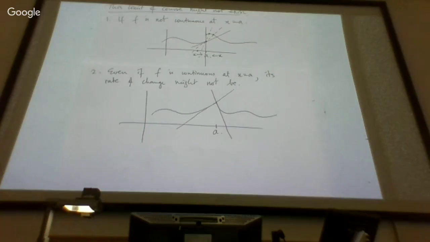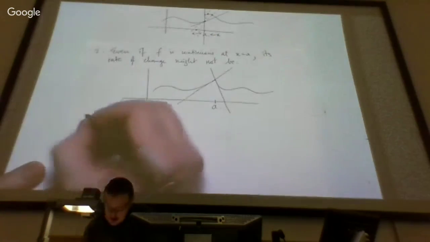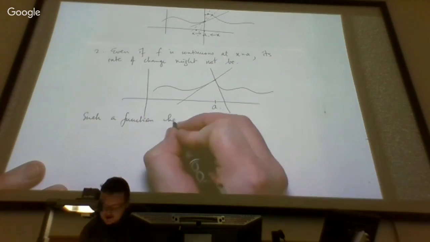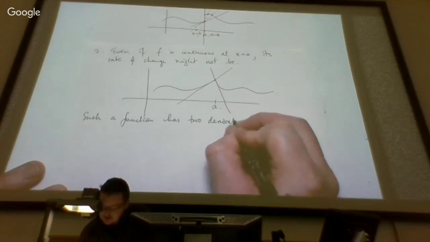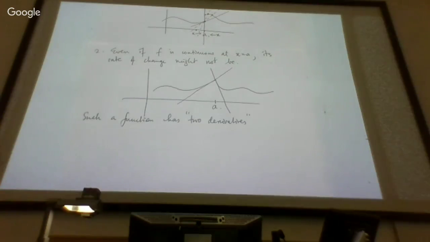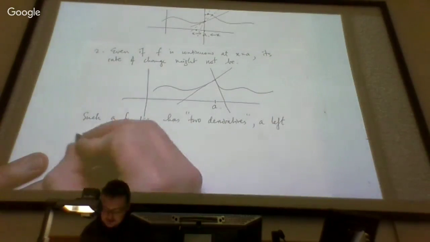So again, the limit doesn't exist. It's ambiguous. It depends how you approach the point a, whether you approach it from one side only, and it makes a difference from which side you're approaching. So such a function, as it's sketched here, has two derivatives, you could say. Now we won't formally set this up and deal with this in a rigorous way, but you can do it. A left-handed one and a right-handed one.